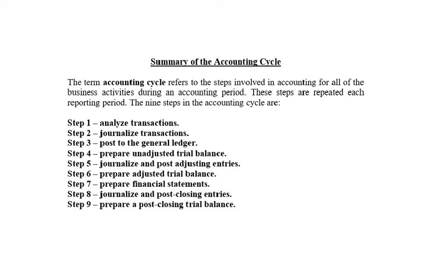All right, so this is just a summary of those 9 steps we will cover one at a time in this first video. This is what you'll see. Basically, it'll be blocked into 3 pieces. So the first block is going to be analyzing transactions, step 1. Step 2, journalizing transactions. Step 3, posting to the general ledger. So that's what will be the first portion here. And the next one will be steps 4, which is prepare unadjusted trial balance. 5, journalizing, posting, adjusting entries. Step 6, preparing adjusted trial balance. And then the last stretch will be step 7, prepare financial statements. Step 8, journalize and post closing entries. And finally, step 9, prepare a post-closing trial balance.